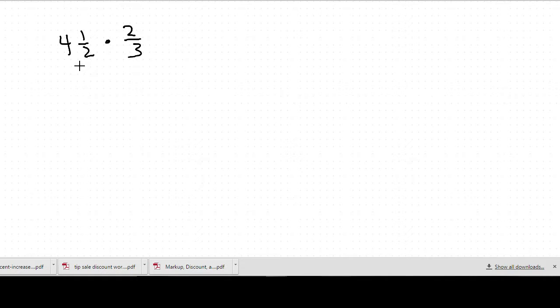Okay, so the first step is to change this into an improper fraction. So change that for me. So 9 over 2 times 2 over 3. The 2's cancel out. You can break down the 9. So it's 3 and 3. And so it would be canceled out by 1. So it's 3 over 1, which is 3. Good.